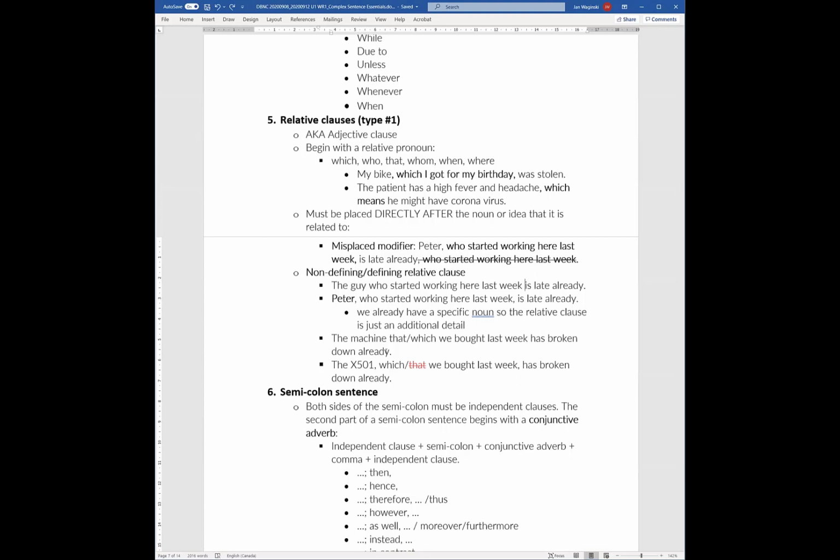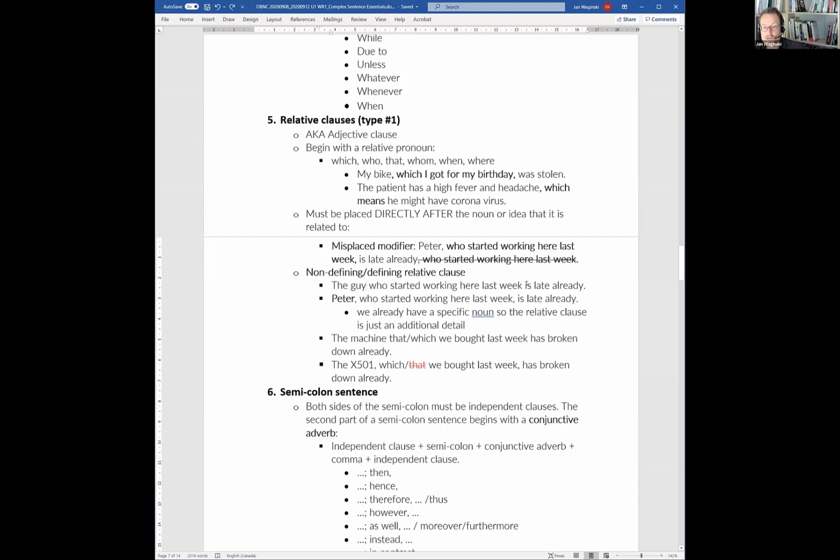And when you read it out loud, you're not going to pause either. You're not going to say, the guy, who started working here last week, is late already. You're naturally going to read this whole thing through. The guy who started working here last week is late already. Because the subject is unknown, that's why we don't have to put the comma. That's right. You need this information in the relative clause to understand which guy you're talking about.